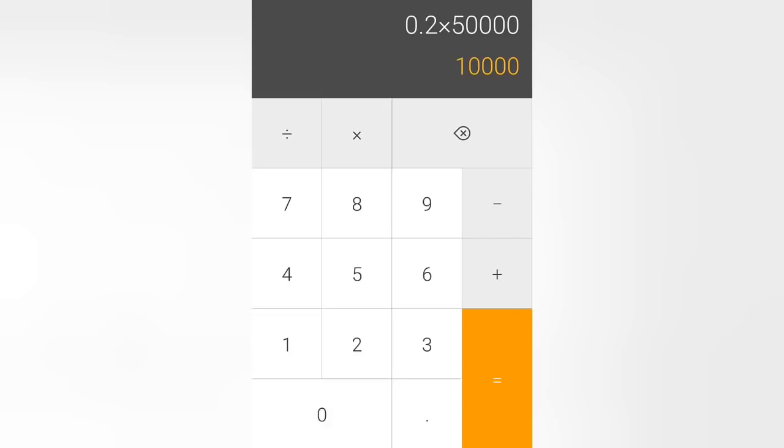Imagine you sold at 50,000 and you got extra Bitcoins of 0.2. As you can see, your profit will be $10,000 because you short sold. Understand? So that is how short selling works, and that is how people profit when the price of an asset goes down. Now let's go back to the Binance app.